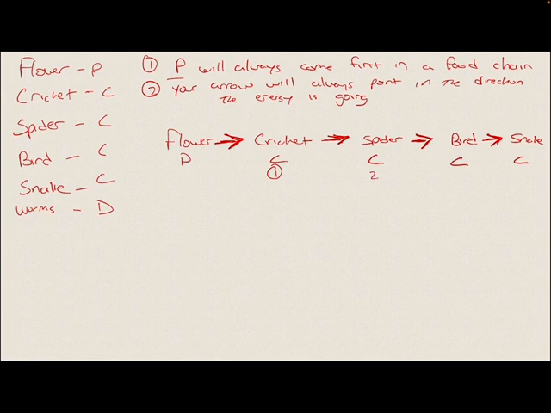Your spider is your secondary. Your bird is your tertiary. And your snake is your quaternary. Okay? This is your food chain. This is how you have to write it.